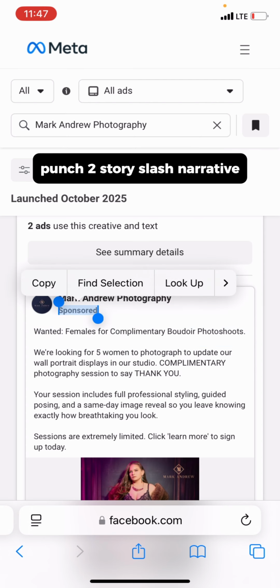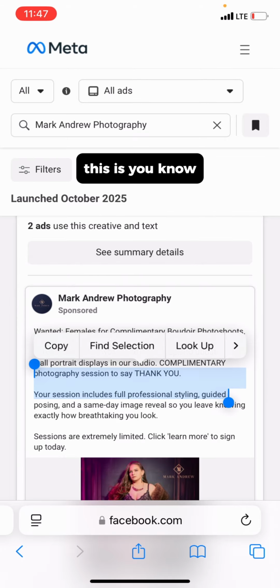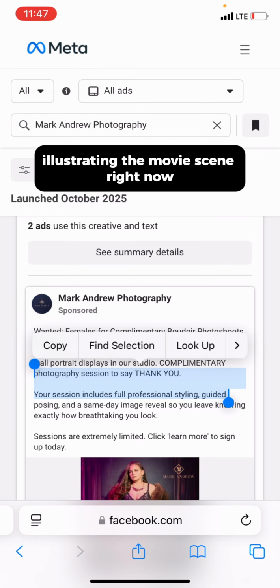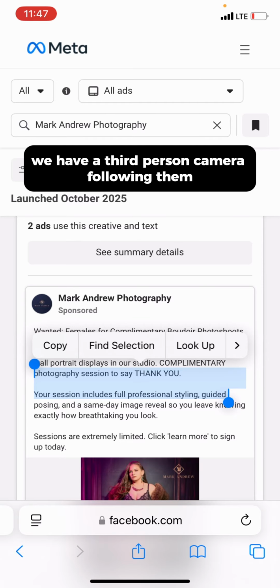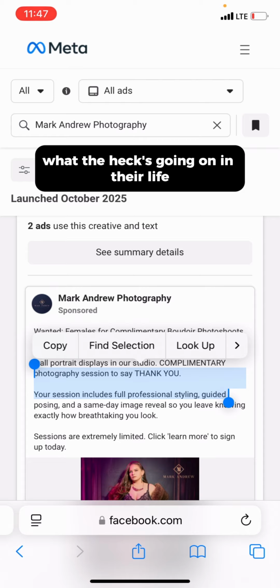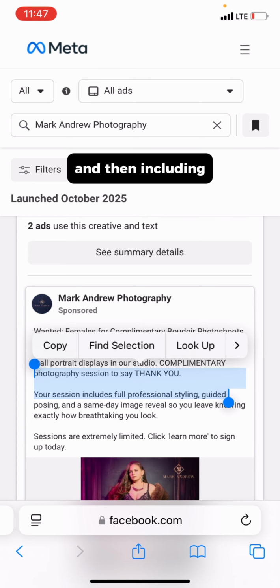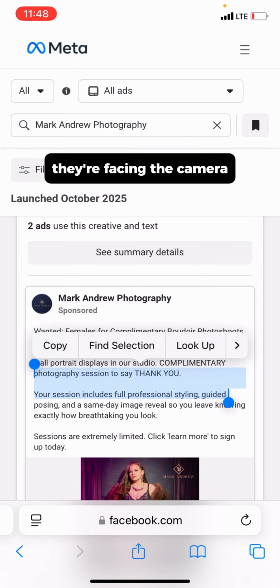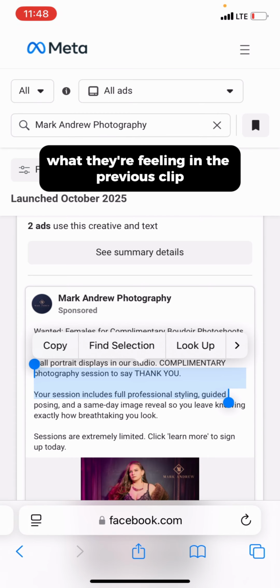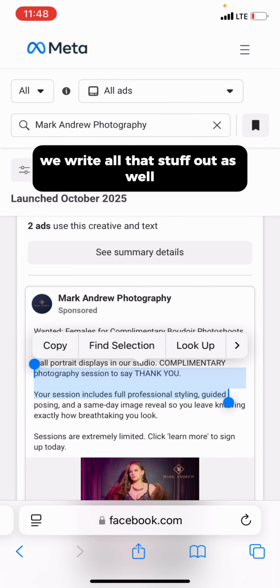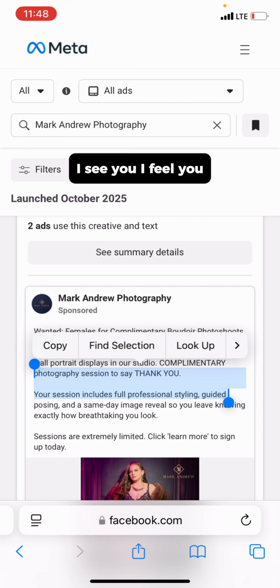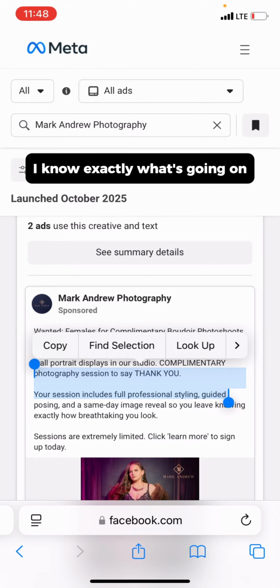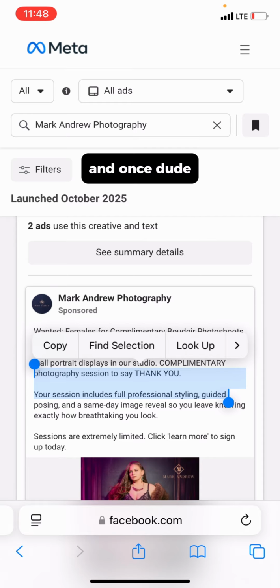But then we come down here, punch two, story/narrative. This is illustrating the movie scene, writing out the movie script. Like we have a third person camera following them, what the heck's going on in their life, and then including kind of like the reality TV show cutscene where they're facing the camera, explaining what they're thinking, what they're feeling in the previous clip. We write all that stuff out as well. So they know we understand them, we empathize with them. We say, hey, I see you, I feel you, I know exactly what's going on, and also what you're thinking.